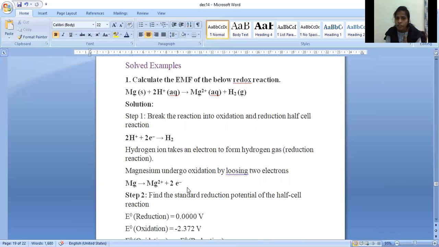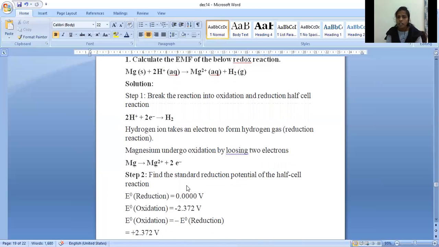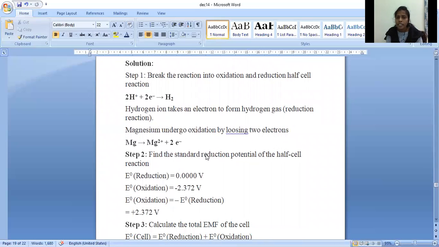Yes. So in the first step, we have done the reaction pattern. Now let us find the standard reduction potential of the half cell reaction. That means here we need to know E naught value of hydrogen and here we need to know E naught value of magnesium. That means we need to find E naught of reduction, E naught of oxidation. E naught of hydrogen electrode is 0 volts and E naught of magnesium is minus 2.372 volts. So how to find E naught cell?